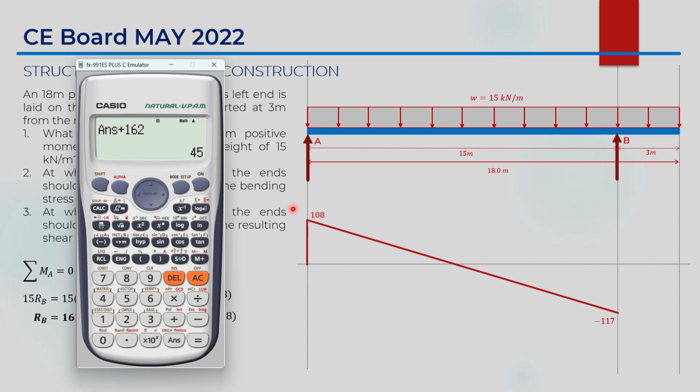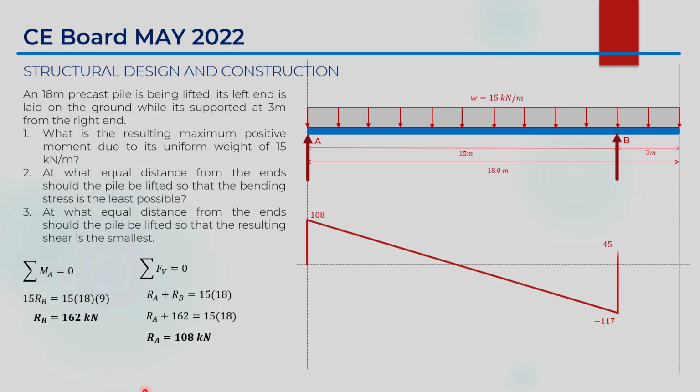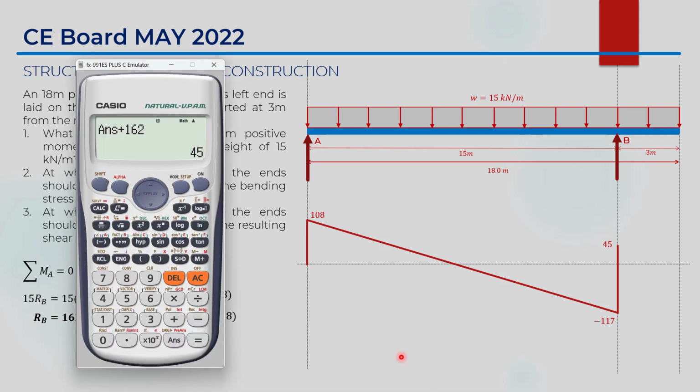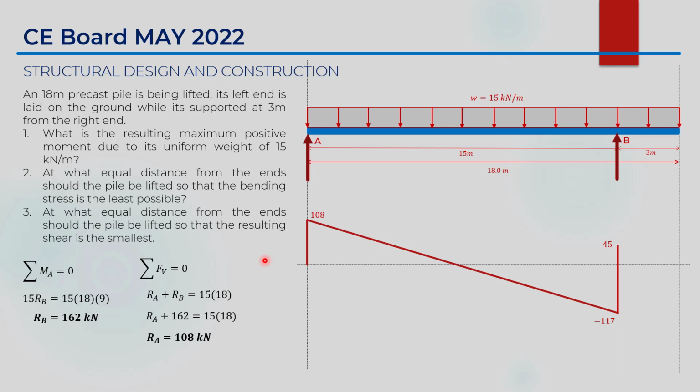We have 45 there, and then 45 minus 15 times 3 meters, since this goes downward, gives 0. So that would be our shear diagram. We are not finished, because the positive moment is what is being asked, so we still make the moment diagram.